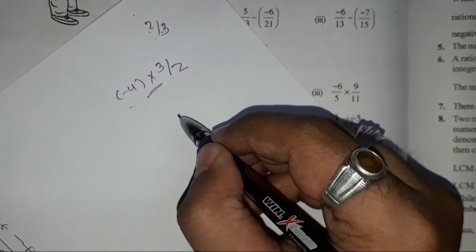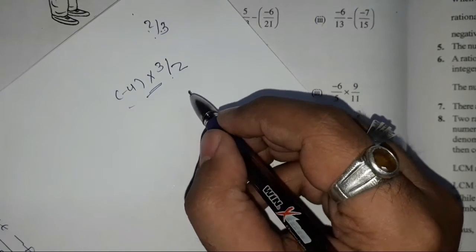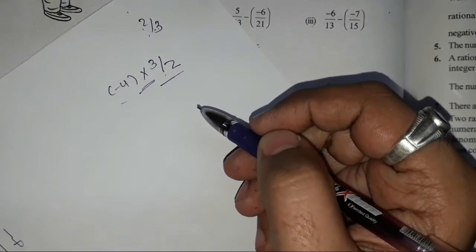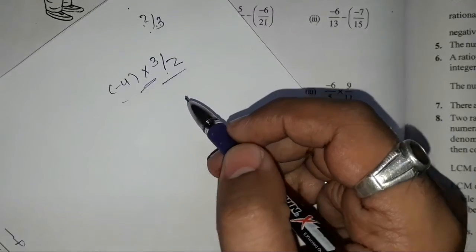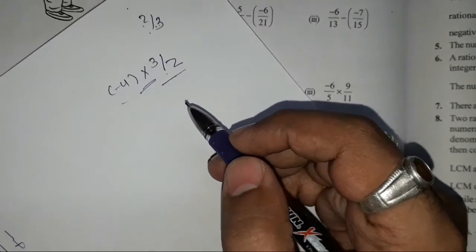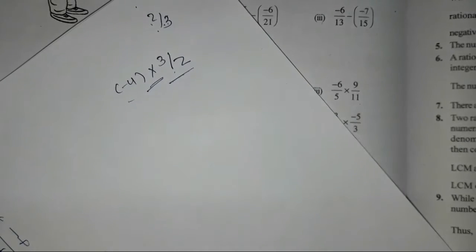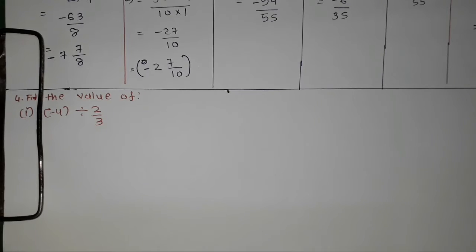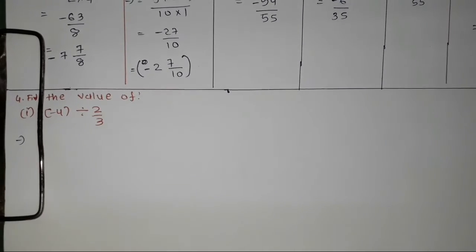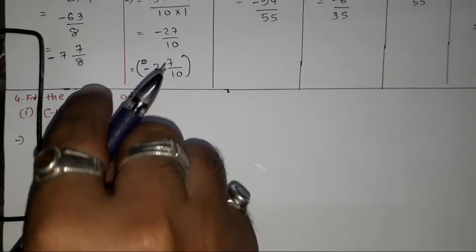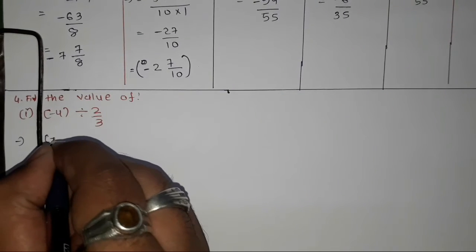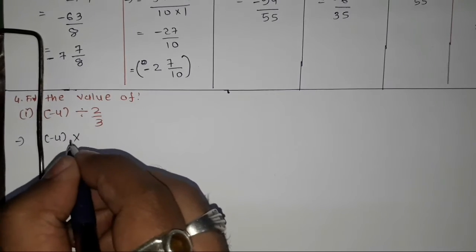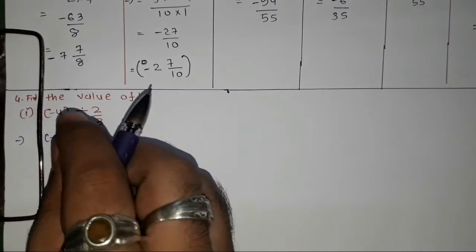Whenever there's a question where we have to find the division of rational numbers, the second term is there, so we have to take the reciprocal of that. So how do we solve this question? Here you can see that the first one is minus 4 divided by 2 by 3. So first of all, minus 4 divided by 2 by 3, we will take the reciprocal of this one. So minus 4, and we remove this divide by and write it as a multiplication.